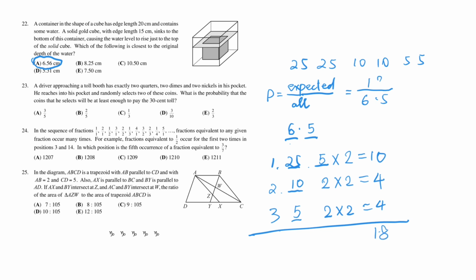So expected is the 18 over 6 times 5. Cancel 6, that's the 3. So the probability is 3 over 5. That's the answer A.